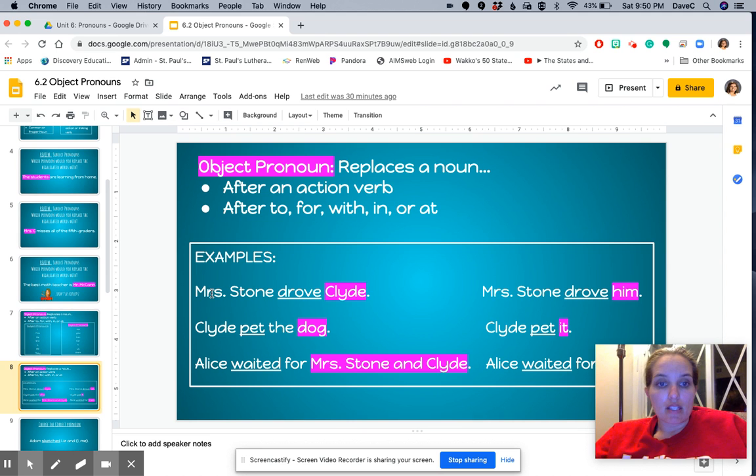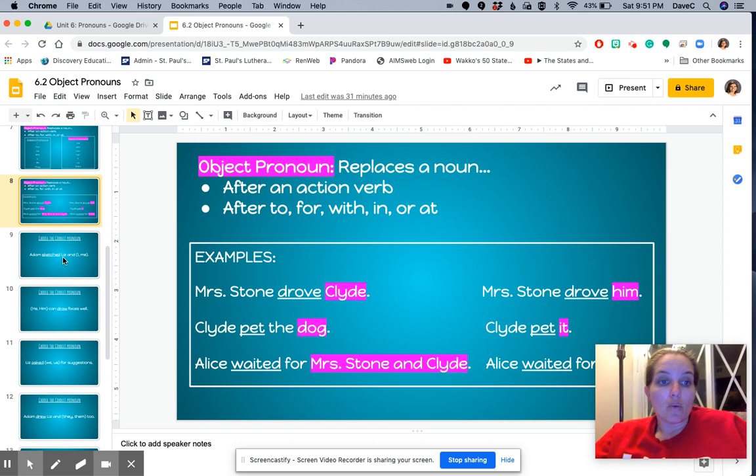So here are some examples. Mrs. Stone drove Clyde. Drove is your verb. It's an action verb. It's something you could do. Clyde is our person. So if we were to replace Clyde with a pronoun, it would be an object pronoun, and we would say Mrs. Stone drove him. We would not say he in this case because it's after an action verb. We would say him.